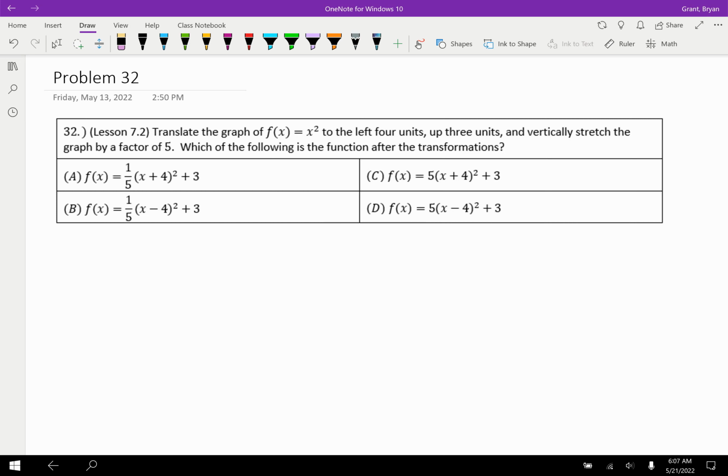We're on to problem 32, which comes from lesson 7.2 if you want to take a look back. I also did a pretty in-depth analysis of this type of problem in problem 31, just one video before this, but I'll try to do the same here so you don't have to flip back and forth.